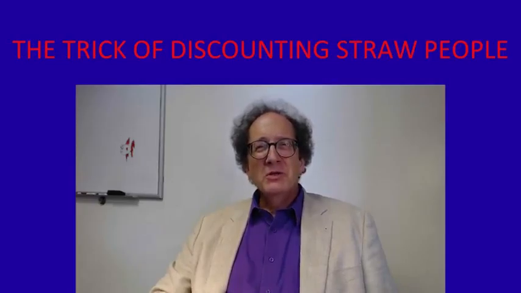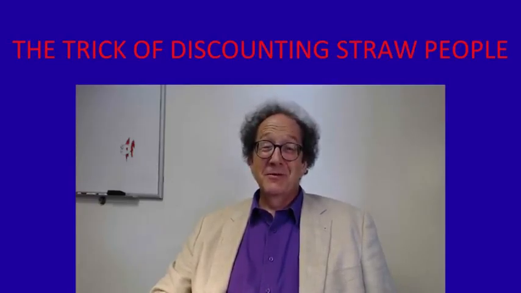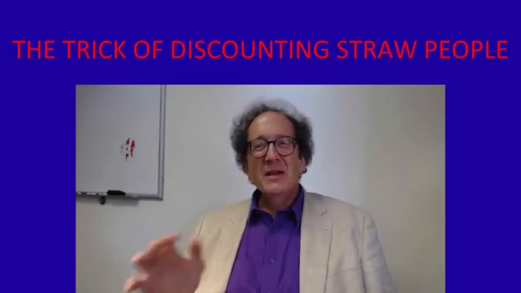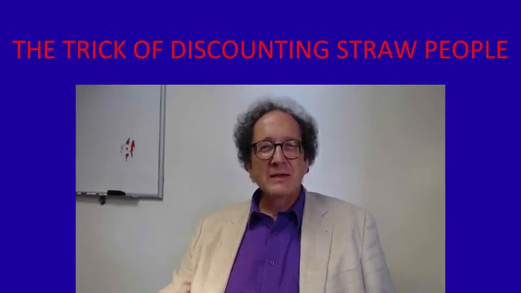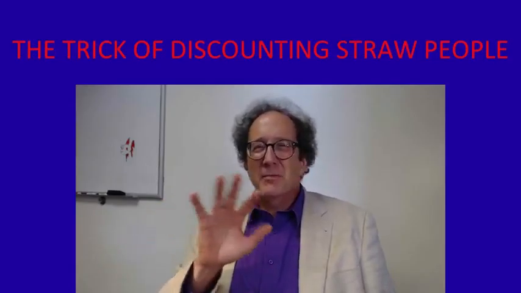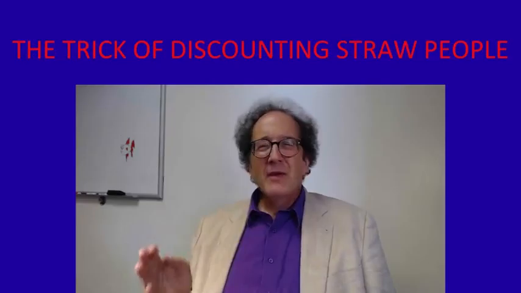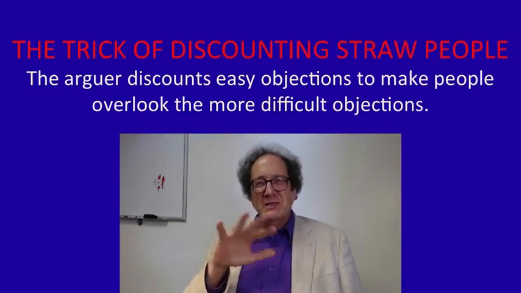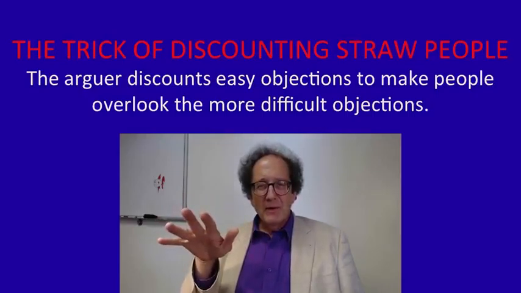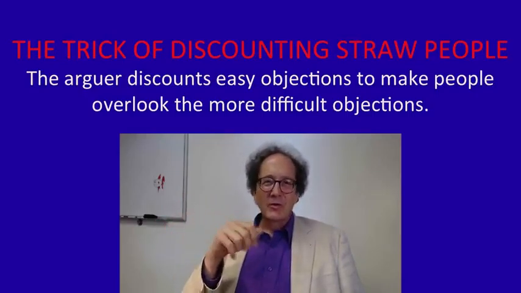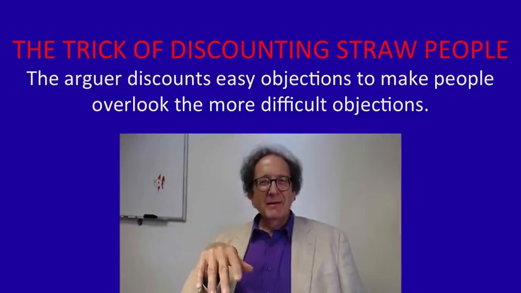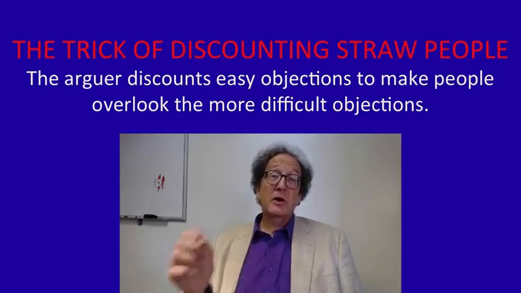And yet what you do is you get to pick the objections, right? So you can pick the easiest objections, not the hardest objections. And then you've got the whole discussion focusing on the easiest objections. And as people are trying to keep all 5 of those in their mind straight, they forget about the other objections, which might be even stronger. So you discount these straw people, straw meaning easy to knock over, easy to destroy, and make people forget about the objections that are harder to destroy that are going to cause more serious problems for your theory.